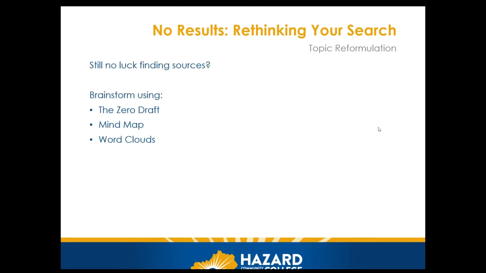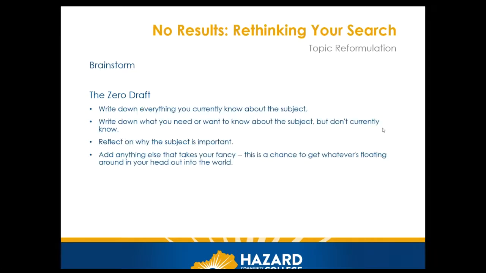So if you're still not having luck finding sources, as I mentioned before, it could just be that the topic itself is not a great topic. Maybe there's just not a lot of research on that topic yet, nothing that is at least out in the public sphere or in an affordable manner. So you might have to consider changing your topic. So there are a few different methods for brainstorming topics. There's the zero draft, mind maps, and word clouds.